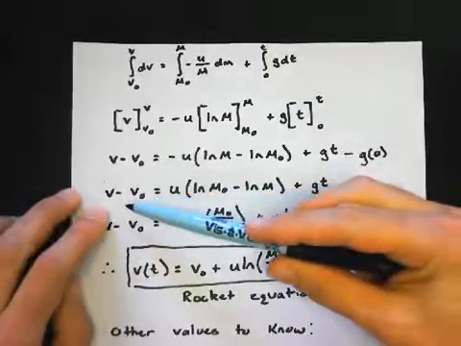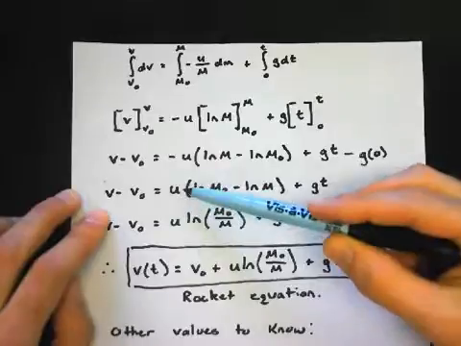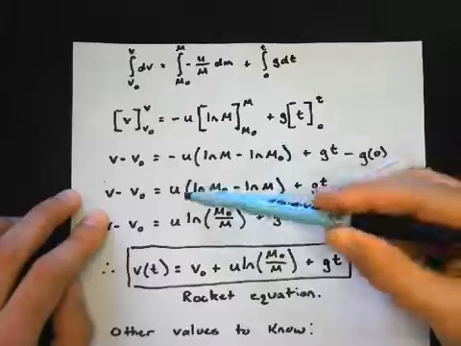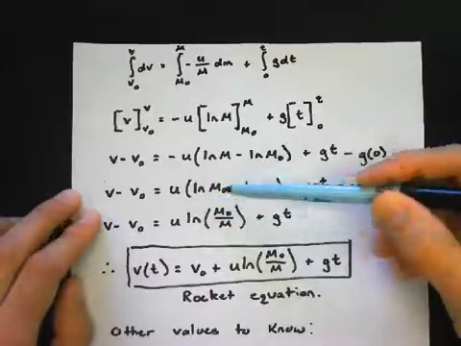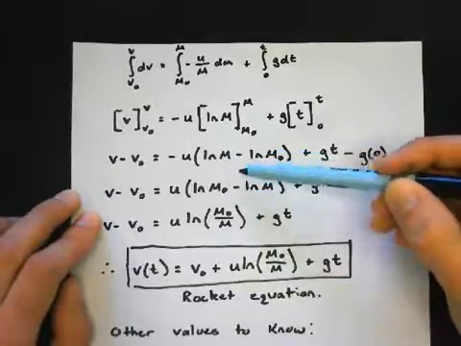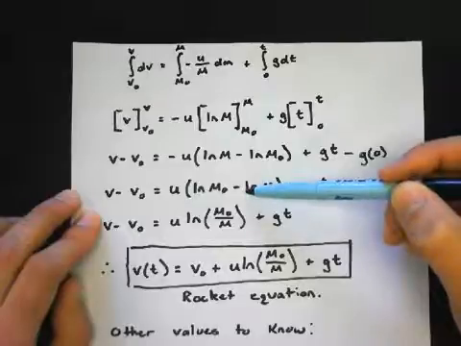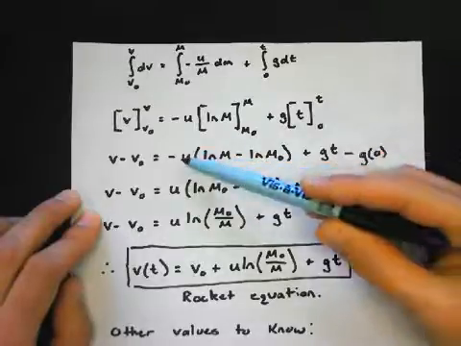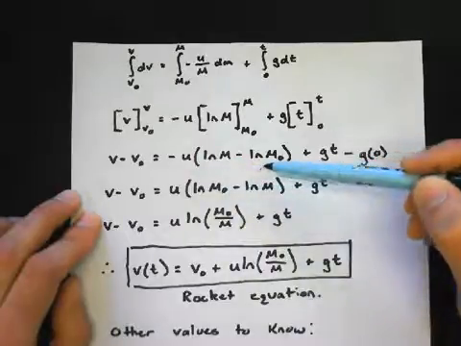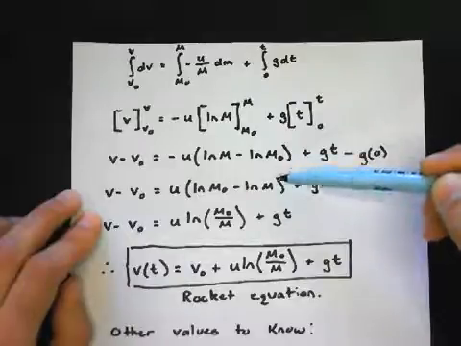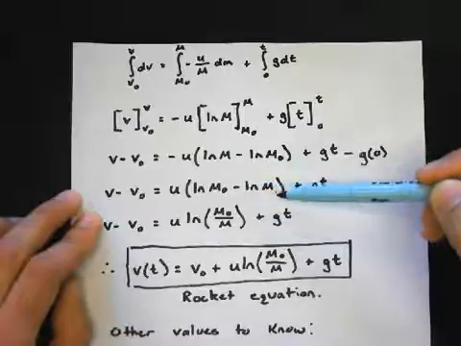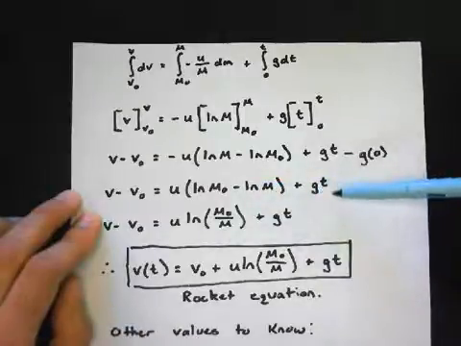In the next step, I still have v minus v naught equals u, and here I just distributed the negative into the natural logs to get u times natural log of m naught minus the natural log of m. So you see that I could just switch them and still keep the minus in there. The negative went to the natural log of m to make minus natural log of m, and then plus natural log of m naught. So I have my positive natural log of m naught minus natural log of m, and I still have my plus gt.